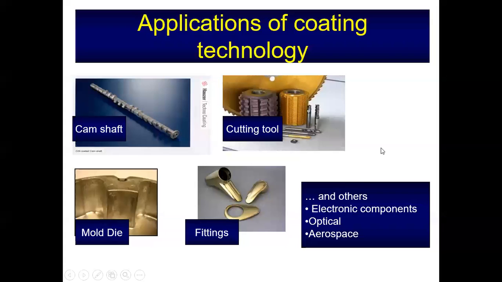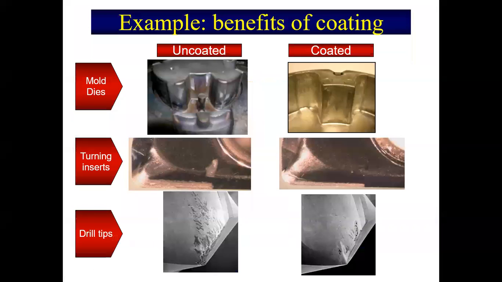Anytime you want to change the surface property of an artifact to improve it, and not change the substrate material property, then you can use coating. These are some examples of the benefits of coating. If you look at the mold die, you can see some indications of wear and tear over here. If you coat it using another coating, titanium aluminum nitride, then you can see there's not much indication of scratch there.